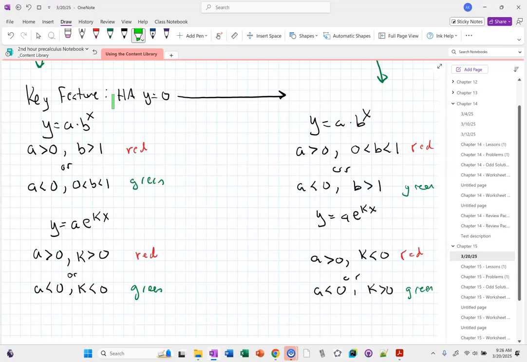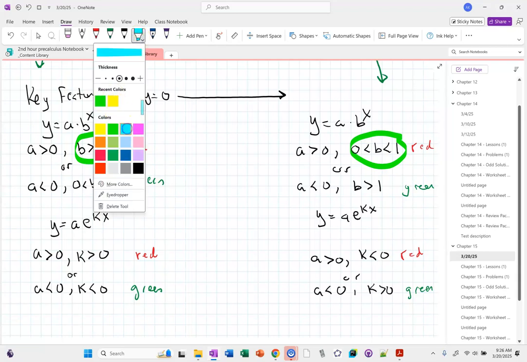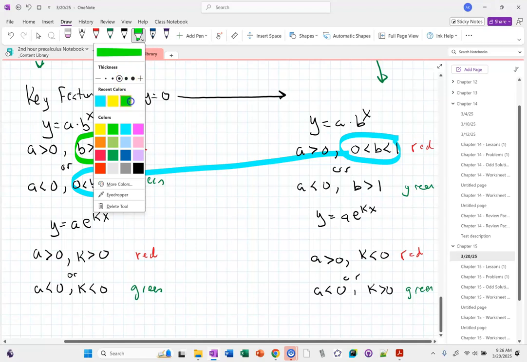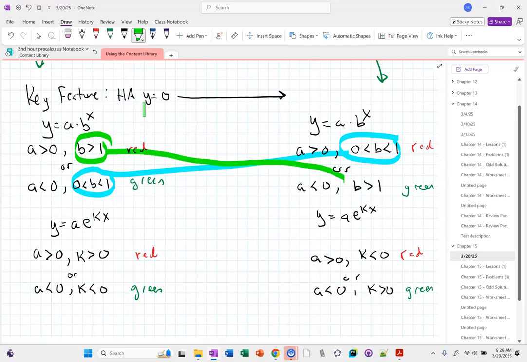So you notice that if a is positive, they're just like the opposite parts. And then if a becomes negative, they're just flip-flopping. You guys see that? And the same thing happens down here.